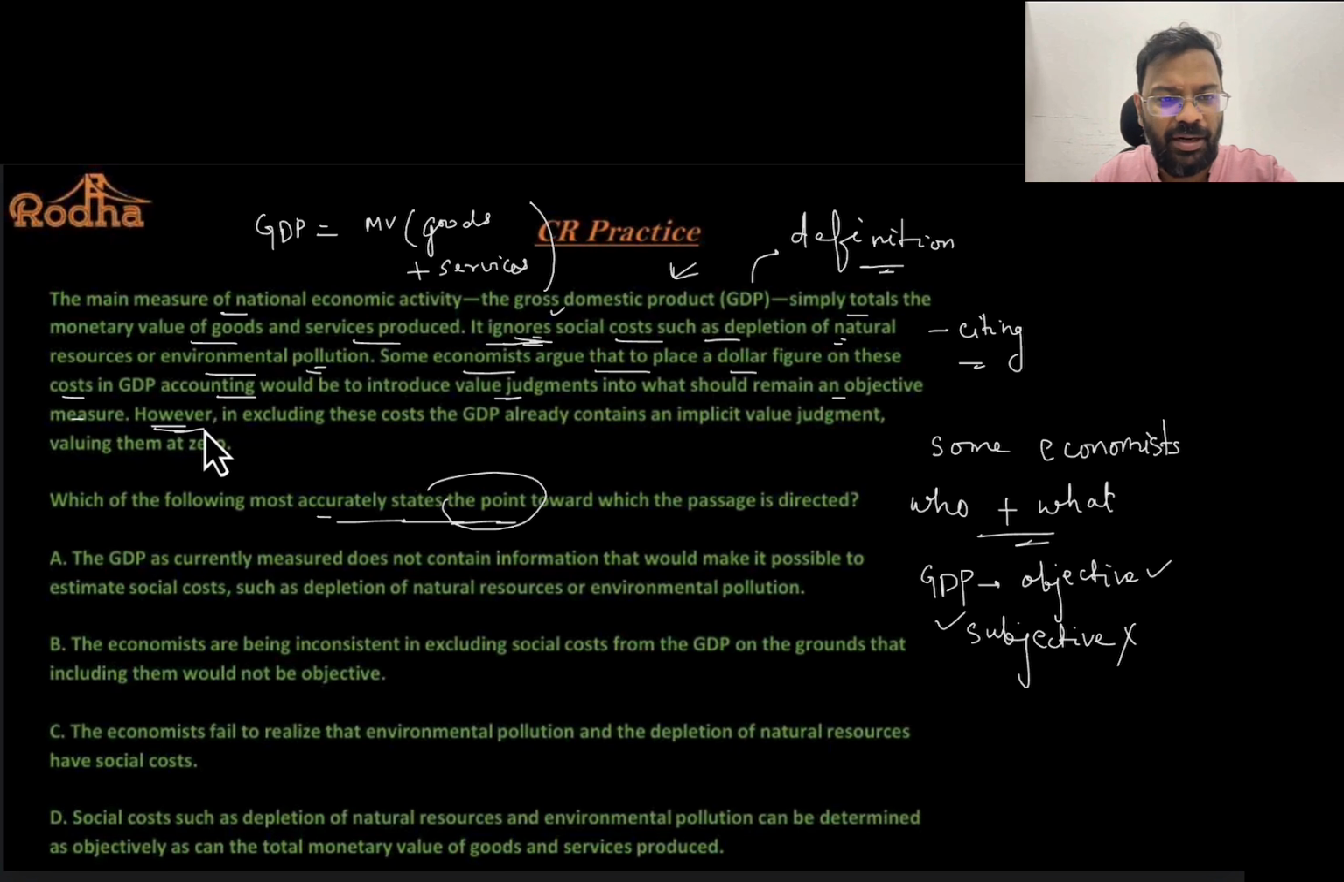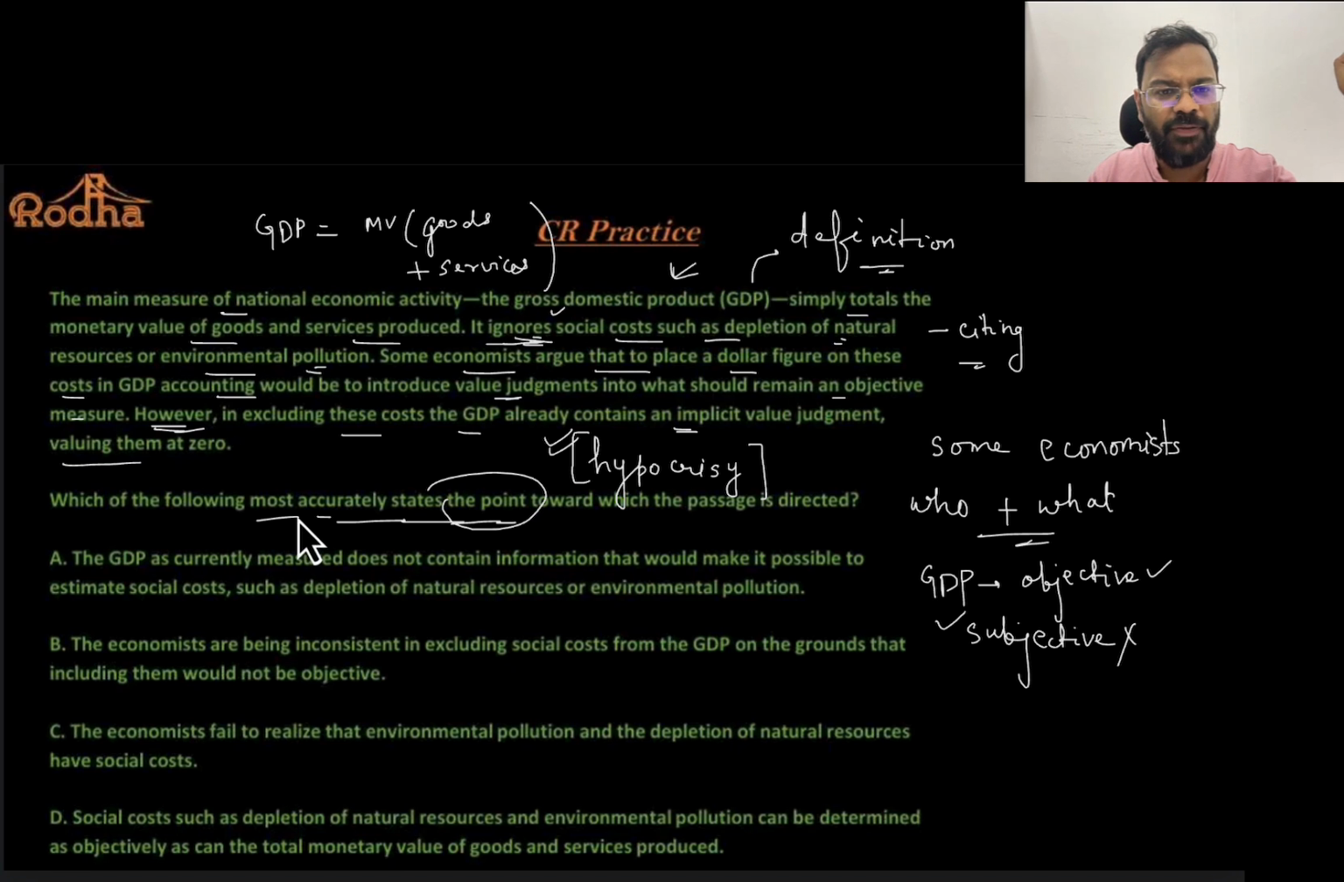However, a very, very critical word, and I think I'm going to look at what the author is trying to say. In excluding these costs, the GDP already contains an implicit value judgment valuing them at 0. Agreed? Because you're assuming that they do not have a value is itself a value judgment. So the author, by saying that you're already making an error that you think you should not do, maybe the author is calling out a hypocrisy of these economists, right? So the keyword that I could probably bring out in my mind was hypocrisy here. That's the keyword that I will try to see in the options.